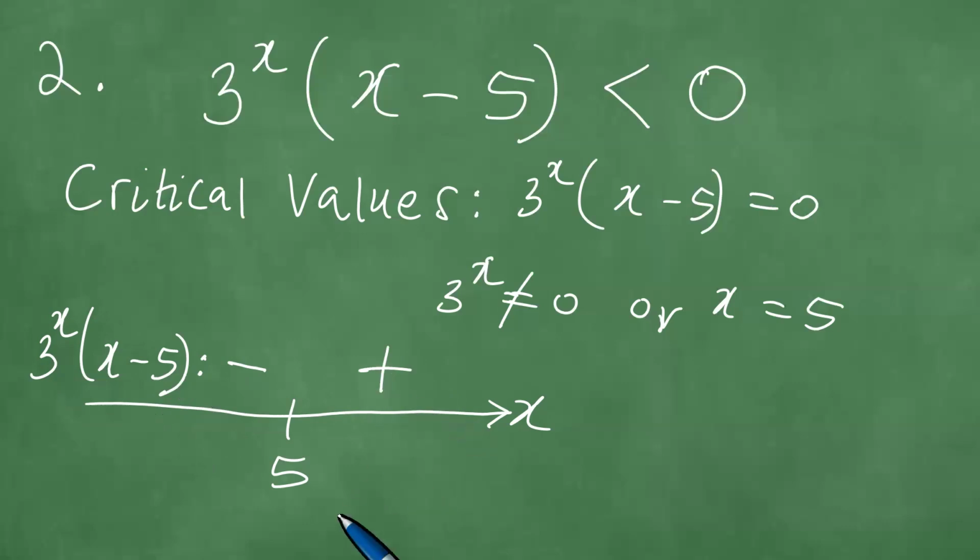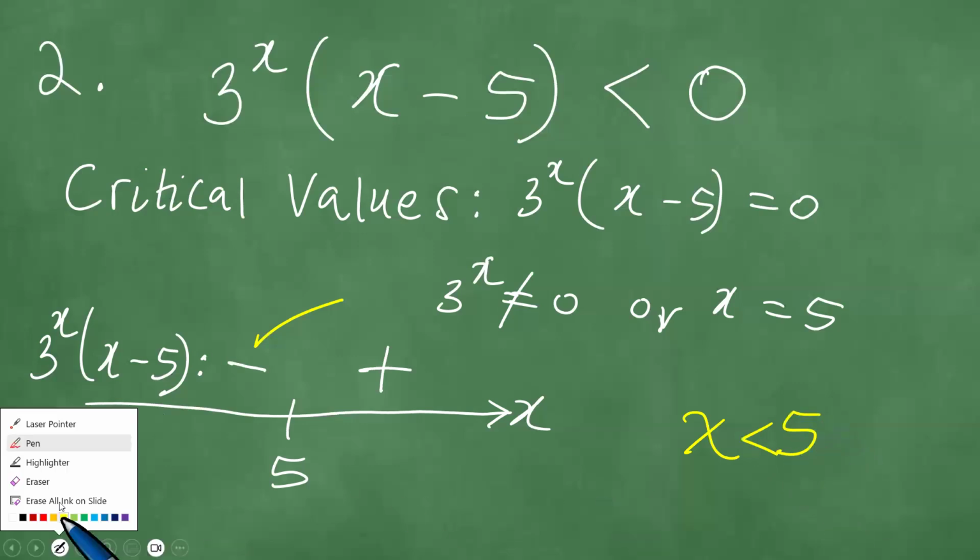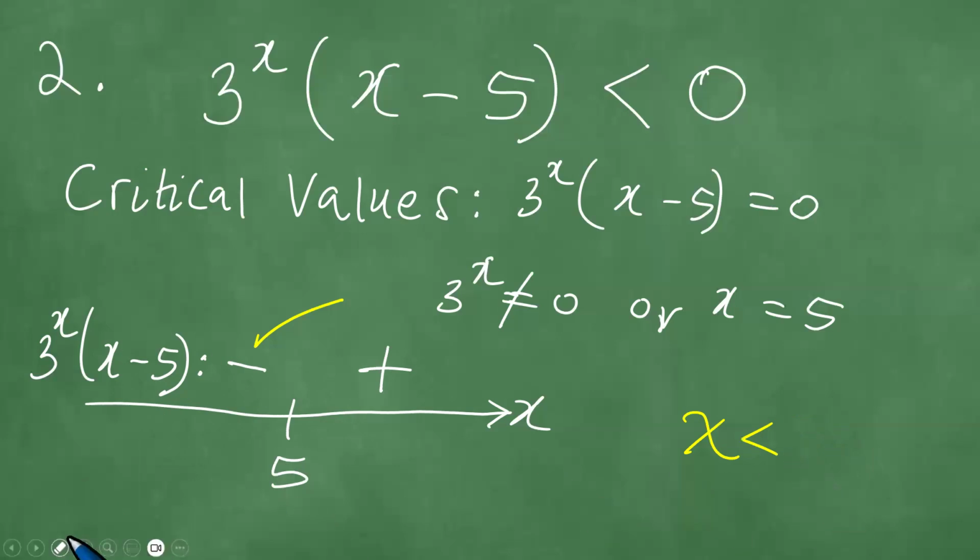Okay, now we're looking for where this whole expression is less than 0, negative. Where is it negative? Is it when x is less than 5 or when x is bigger than 5? That becomes the question. Indeed, when x is less than 5, so the solution is going to be x less than 5. But x is what? X is a real number, an element of the reals. We have a negative when x is less than 5.